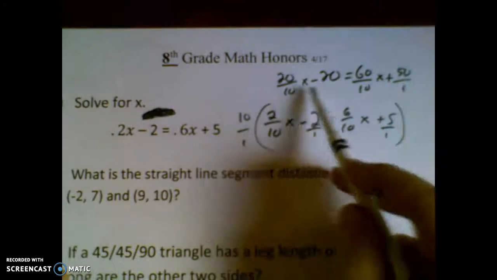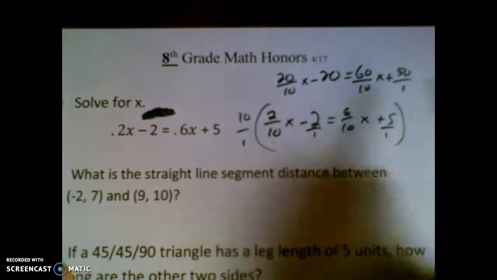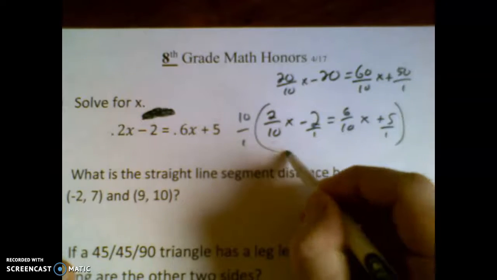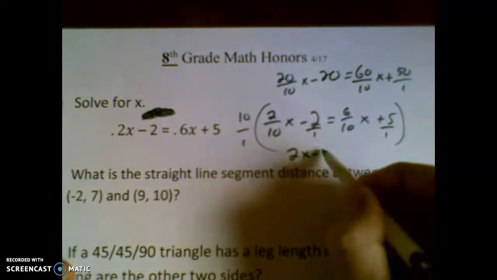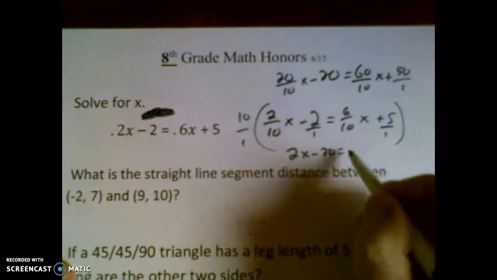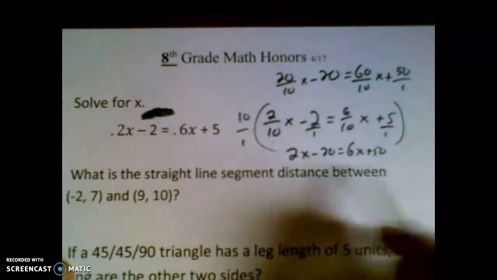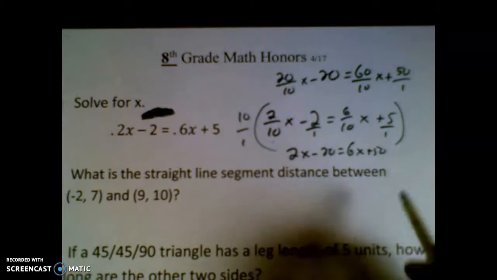And now I can just go ahead and simplify all of these, and they will simplify to whole numbers. So 20 over 10 is, of course, 2x. That's just 20. This is going to be 6x. That's going to be 50. And now it's whole numbers. The rest should be pretty straightforward.